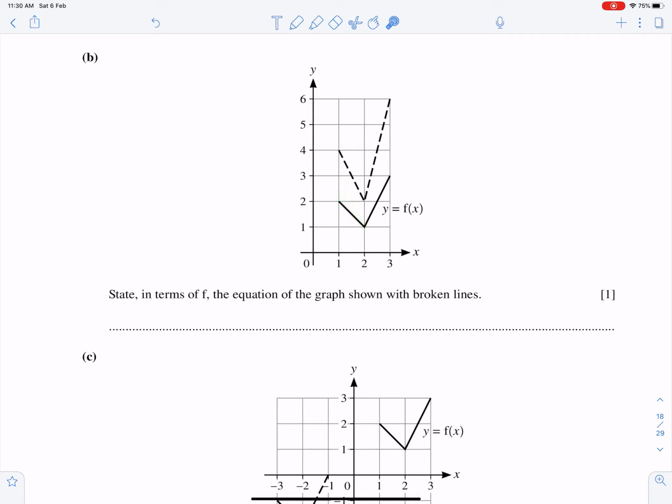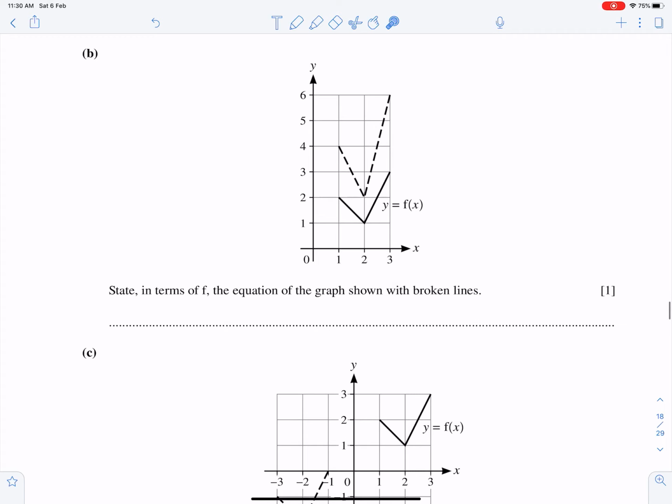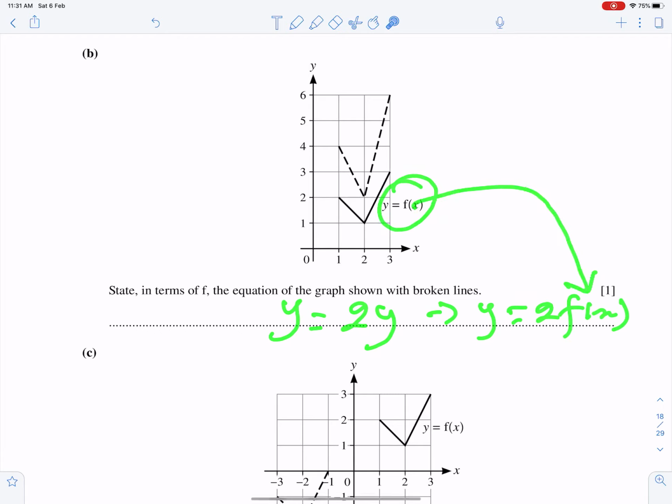You have many options. The first option is to check the coordinates. If you check the coordinates, you will see that this point has coordinate 1 comma 2 and after the stretch it has coordinates 1 comma 4. So the y coordinate is double. So this is a vertical stretch with factor 2. And the equation of vertical stretch is y is equal to 2y. Therefore y is equal to 2f of x, because this is f of x, so write f of x here.